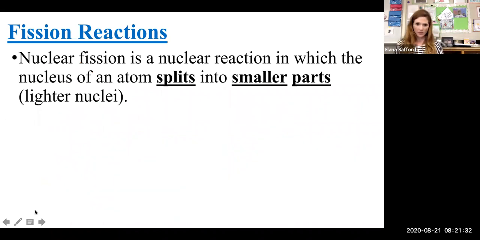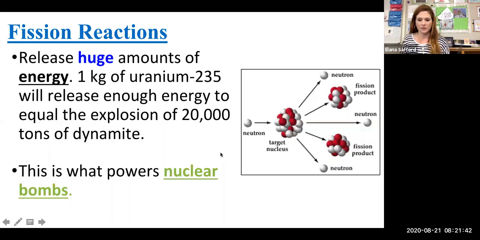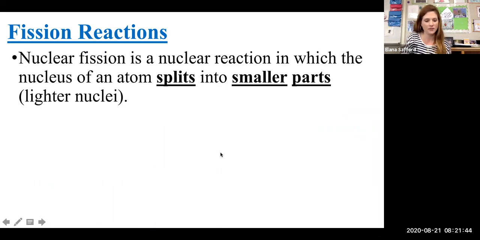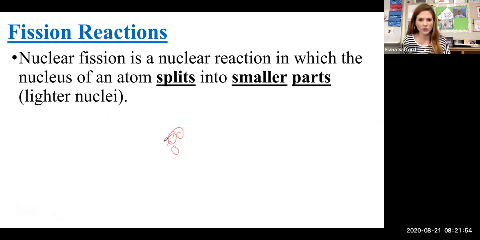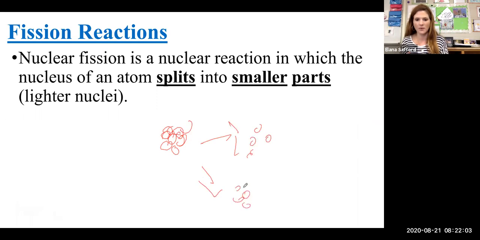Okay, so we're going to change gears a little bit and quickly talk about fission and fusion reactions. The best way I can tell you is fission, think division, okay? Fission, division. In a fission reaction, we're going to go from something very large and heavy, and it's going to be unstable, so it will split into smaller parts to make up for being too heavy, making it lighter and more stable.